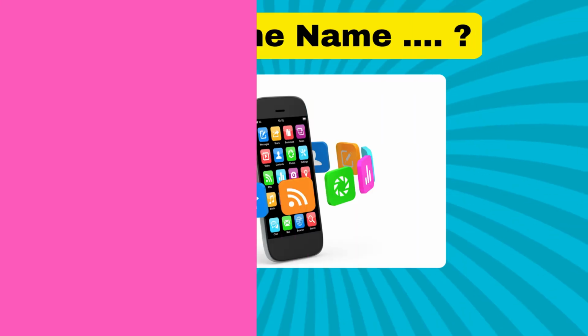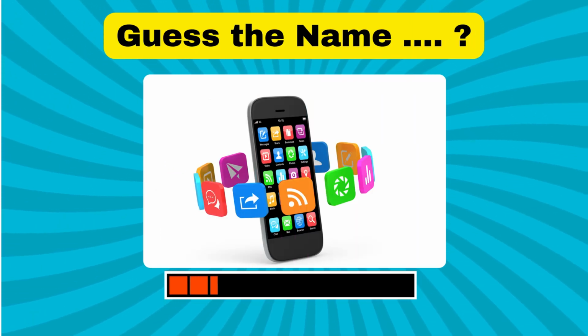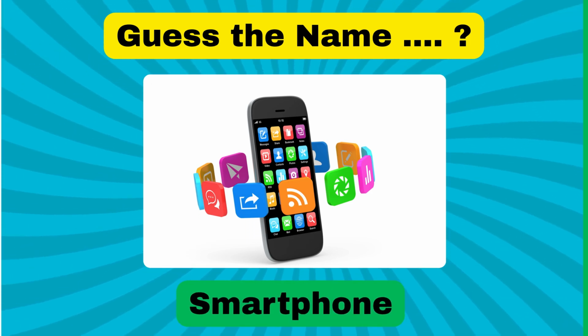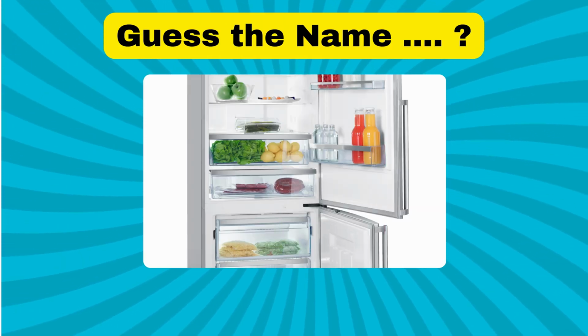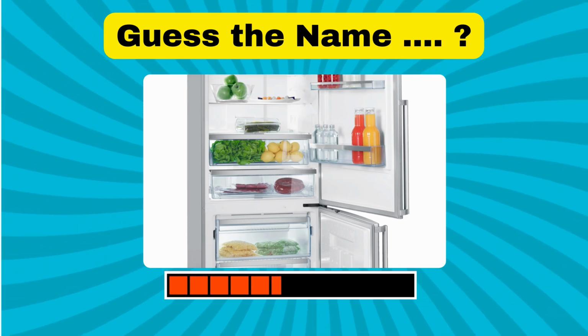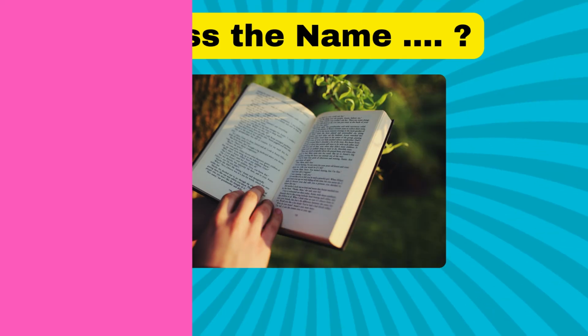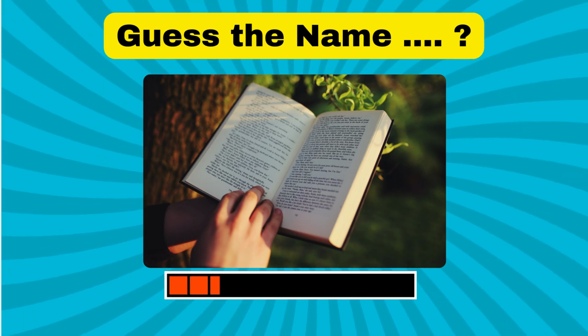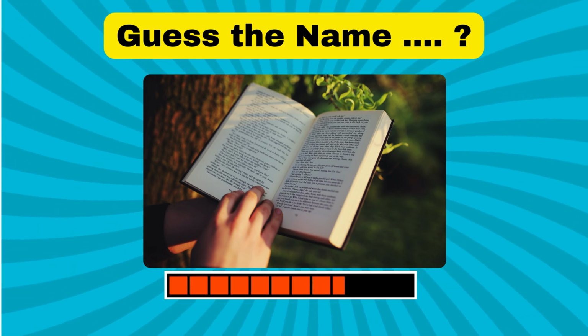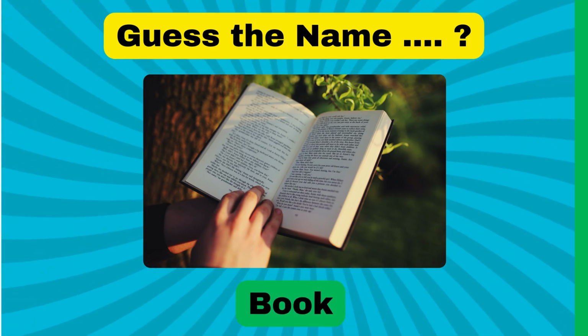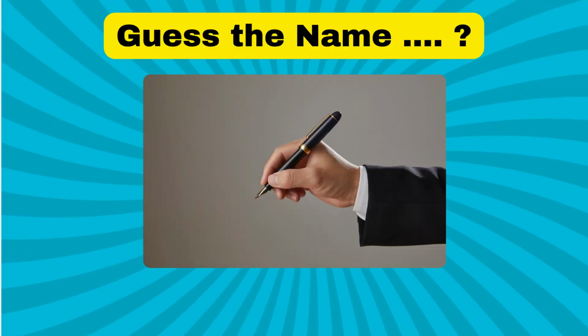Do you know this object? Table. What is this called in English? Smartphone. Do you know this object? Refrigerator. Can you name this thing? Book.